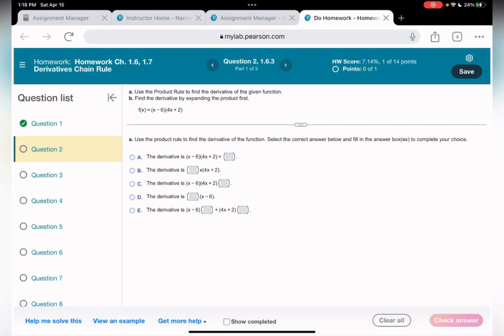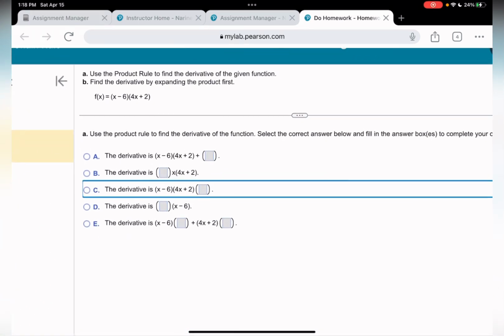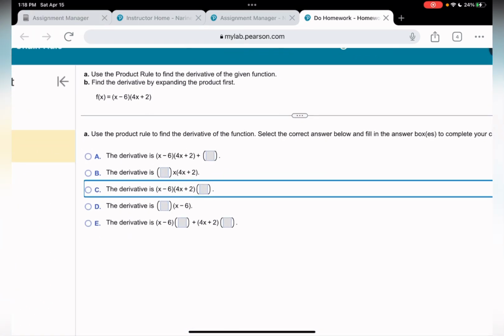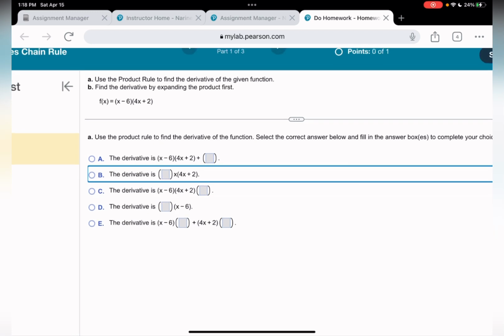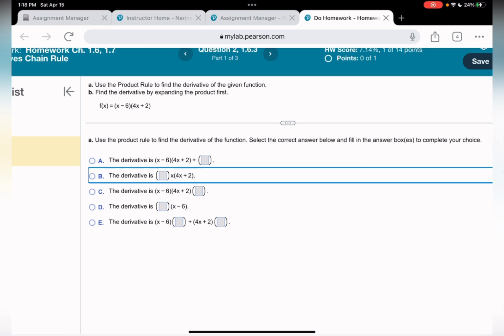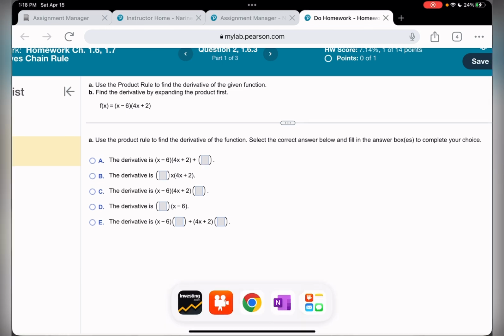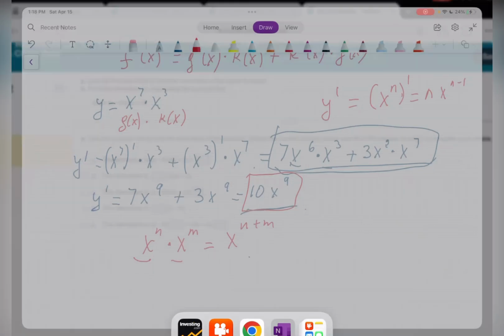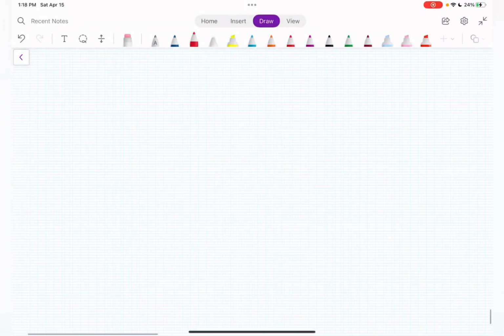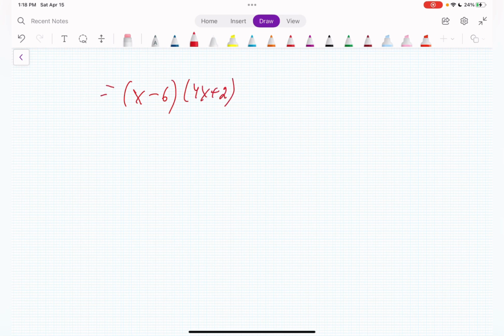Moving to the next question. It's question A, use the product rule to find the derivative of the given function. Okay, we have f of x, x minus 6, times 4x plus 2. And this is equal to f of x.